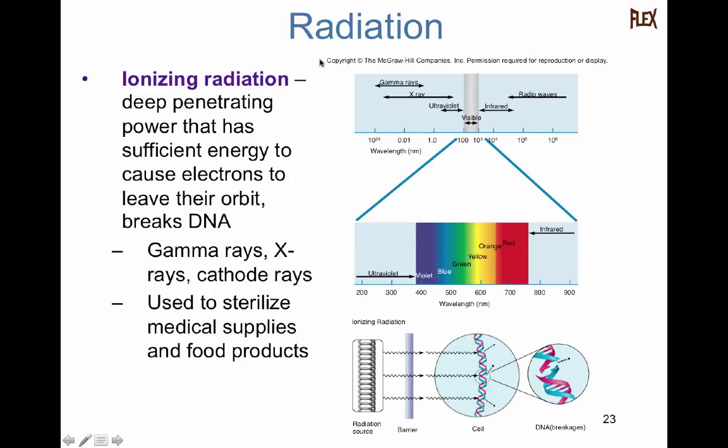Now, ionizing and non-ionizing radiations are effective forms of antimicrobial control. In the case of ionizing, an example is gamma or X-ray, and this can be applied to medical supplies, food products, and basically the way in which it works is it causes DNA double-stranded breaks. So it has this deep penetrating power that will cause electrons to leave their orbit, causing these DNA double-stranded breaks, which are the most serious form of DNA mutations. And if you have multiple of these, it's very difficult for the cell to restitch these back together appropriately.